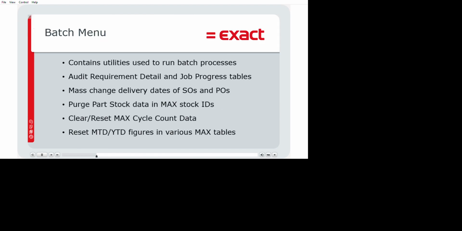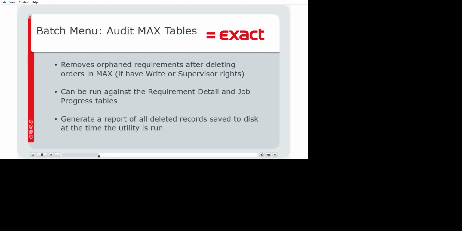The Batch menu, located in the System Manager, provides a link to 5 utilities in MAX that allow you to modify data in MAX in a batch process, eliminating the need to change certain records manually when a large amount of data needs to be manipulated at one time. The first item in the Batch menu is the Audit MAX Tables.